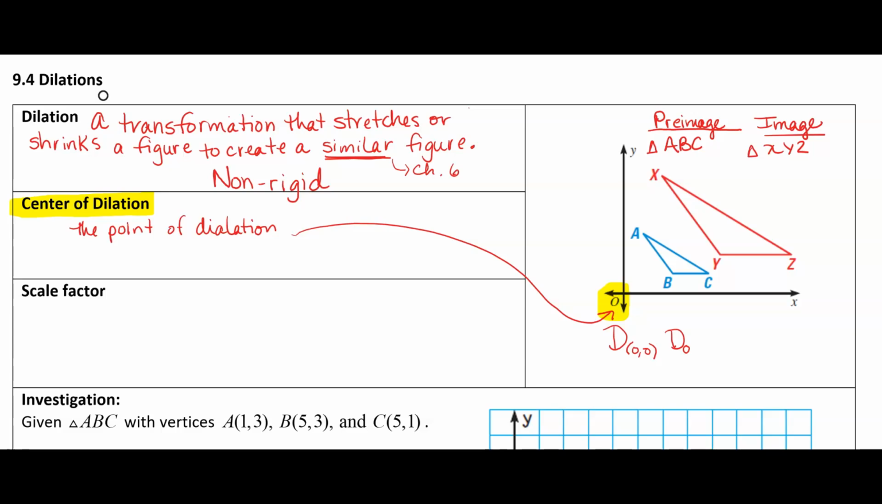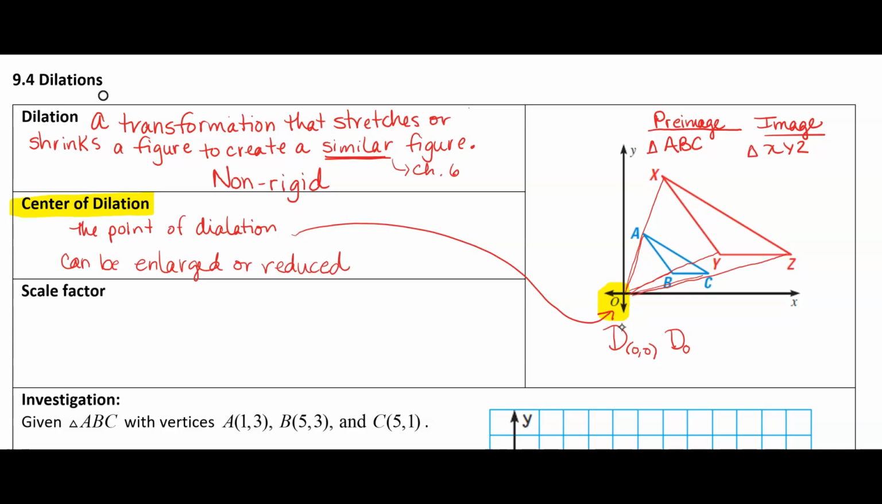So what has happened here is that A, B, and C all originate from the origin. So as they get dilated, it goes in the same direction and it gets bigger. So that is the point of dilation. Now, I do want you to know that these can be enlarged as shown in this picture, or they can actually be reduced, which we'll do an example of where it is reduced.